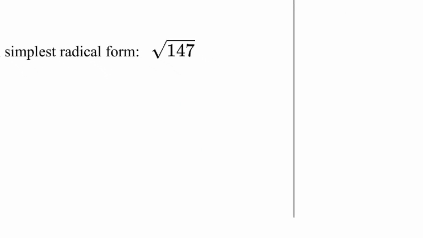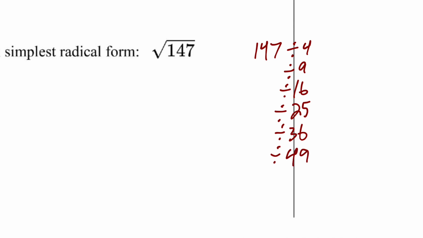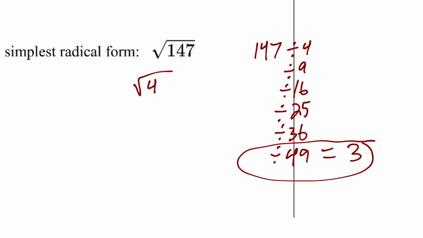147 is a little bit harder. One method is to just guess and check. So for example, if I take 147 and I start dividing by 4, or divide by 9, or divide by 16, or divide by 25, or divide by 36, or divide by 49, this time you get an answer, 3. So we are trying all the perfect squares until we find one that goes evenly into 147. And this turns into root 49 times root 3, or 7 root 3.